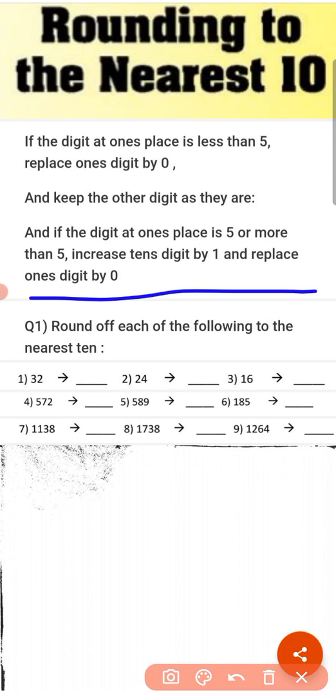So children, when we are rounding off to the nearest 10, we have to check the ones place first. Let us do a few questions related to this topic.